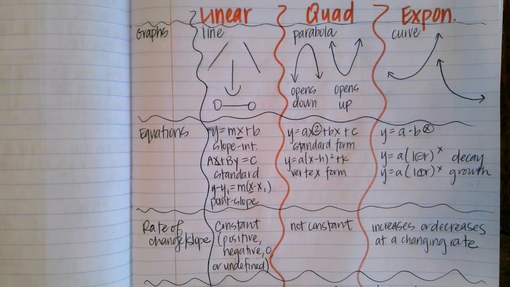This table you guys are going to use now to do the Gimkit. I found a Gimkit on linear, quadratic, and exponential functions that you will use to complete the money challenge there. And that will help you with differentiating between these three examples.